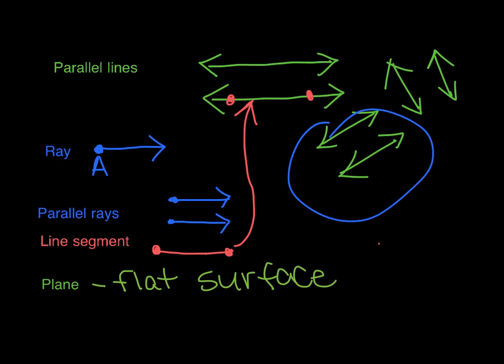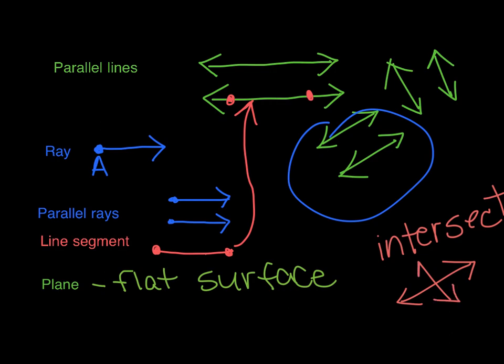That means that they intersect. So we could have two lines that actually intersect. That means they cross. They are not parallel. And they can cross anywhere. So that would be an intersection, or we could say that the line AB intersects with line CD if they had names or letters on them.